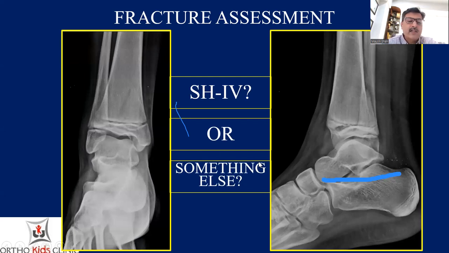So let Vikas or Kaiser, can you comment? What is this? It's called a triplane fracture. It is a metaphyseal fragment with an epiphyseal slip. That's right. So how would you manage this, Vikas, or what further studies would you like to do? We can get a CT to confirm it.